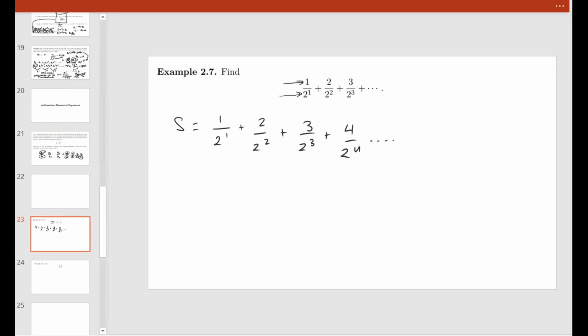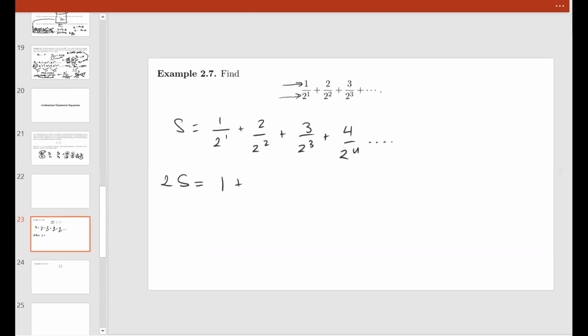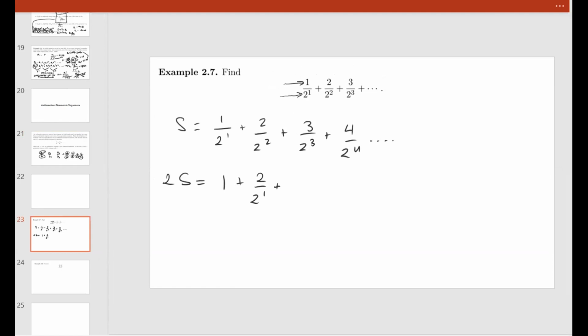In general, when finding sums, you usually multiply S by the common ratio of the geometric sequence. In this case, this common ratio is 2 because 2 squared over 2 to the 1 is 2, 2 cubed over 2 squared is 2, and so on. Then this is 1 plus 2 over 2 squared times 2. So that's 2 over 2 to the 1. And this next term times 2 is 3 over 2 squared. So basically, we're just decreasing the exponents of 2 by 1 in each of these terms, 4 over 2 cubed.